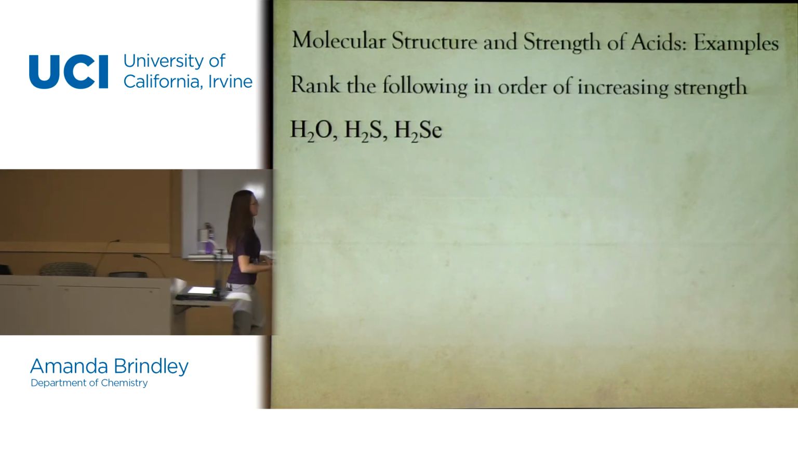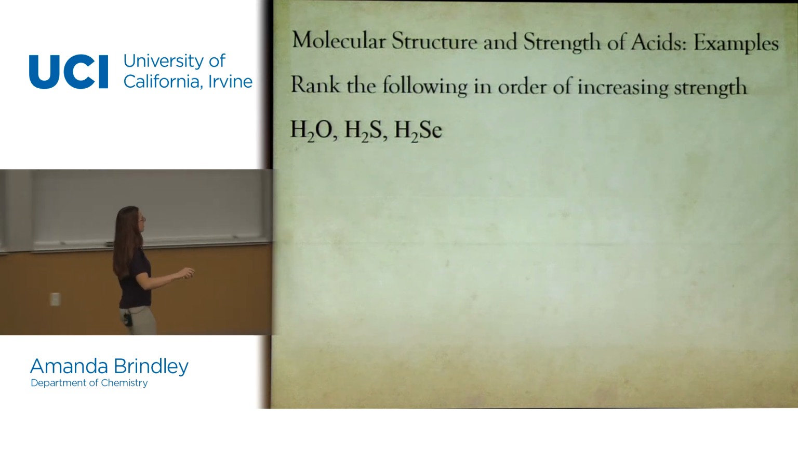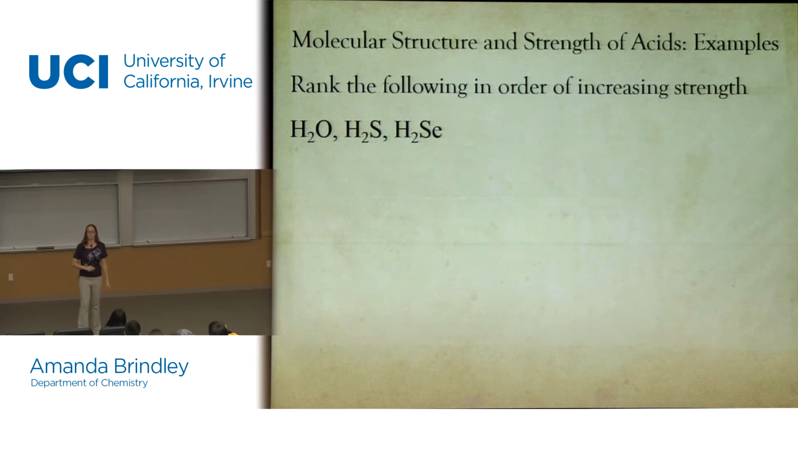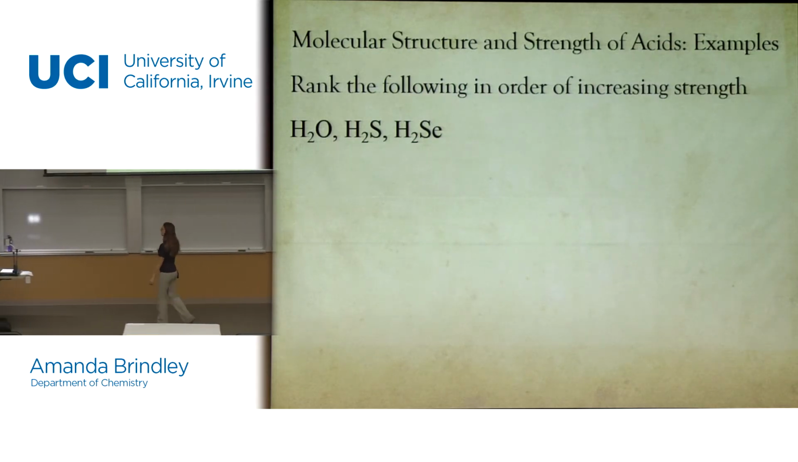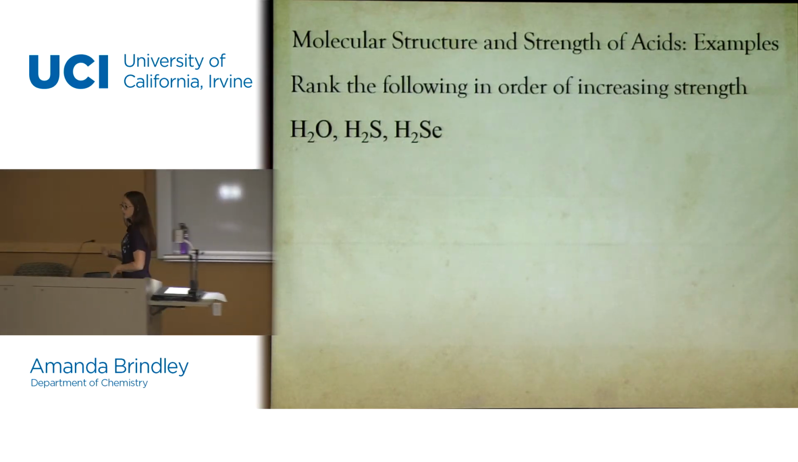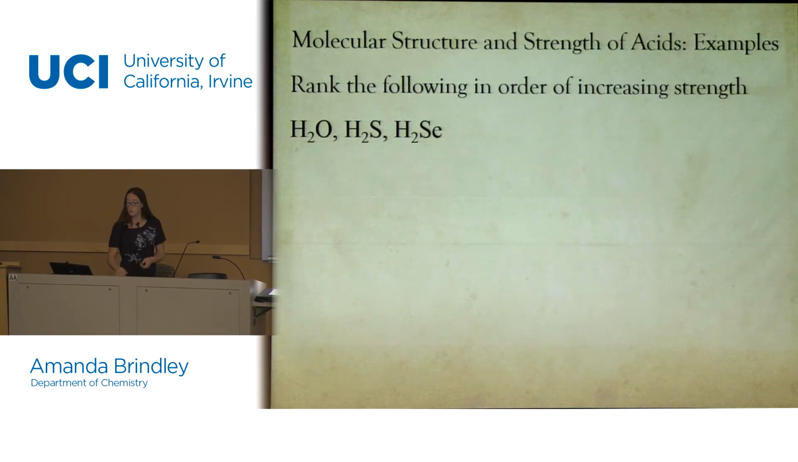So let's look at where they are in the periodic table. So we go over here to the periodic table. Notice they're all on top of each other. That's done on purpose. So as you go up the periodic table, what happens to your electronegativity? It increases. So which one here is your most electronegative central element? Oxygen. So which one's going to be your strongest acid? Water. Now, which one then is going to be your weakest acid?